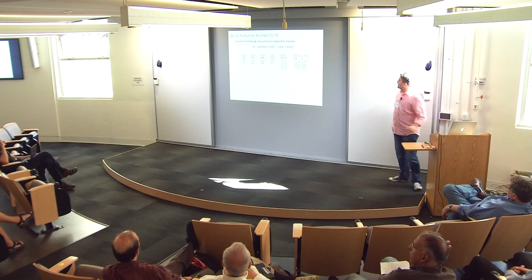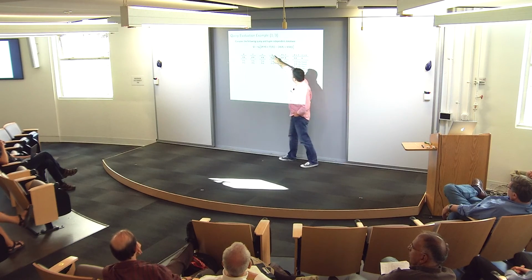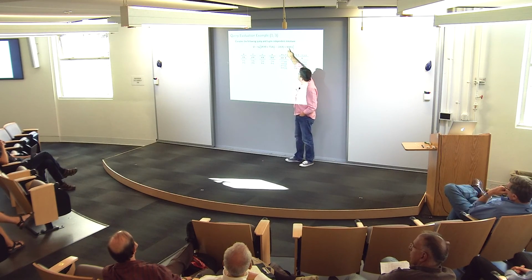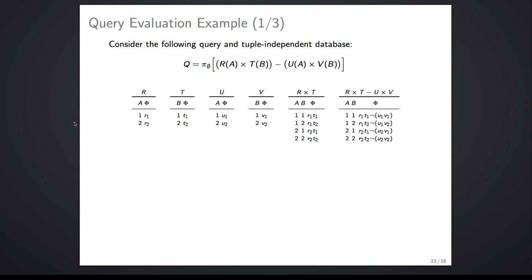So I will give you a very quick example. Imagine this query, right? R times T minus U times V. And then we project away both A and B. And these are our relations, which essentially say I have 1, 2, 1, 2 in every single relation, the tuples. So what I do, I take the product of R and T, right? Product of U and V, and when I take the difference, what I get is all possibilities. But where I say R1 T1 from the first combination of R and T, and not U1 V1, or not U1 V2, and so on and so forth, right?